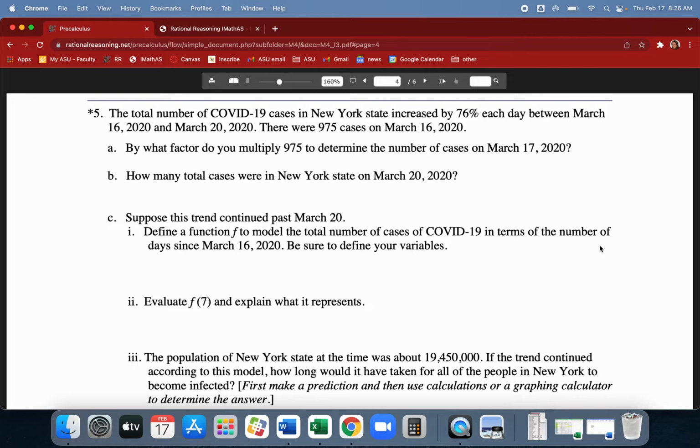If I wanted to find it after a second day, I could think about this number and then make that result increase by 76% again, or multiply by another 1.76, and then another 1.76 for the 3rd day, 4th day, 5th day.